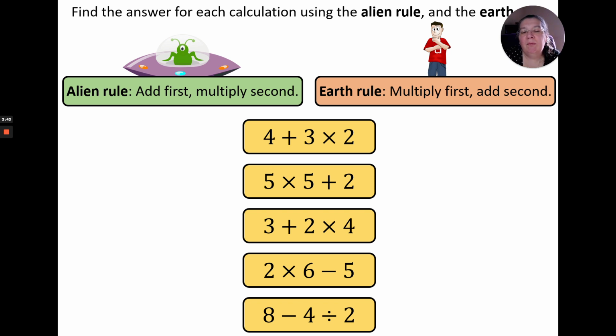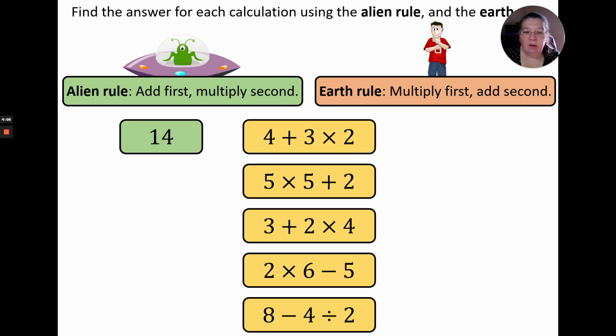So our first question, 4 add 3 times 2. Now the alien says add first, so we do 4 add 3. 4 add 3 is 7. And then we multiply. So 7 times 2 would be 14.